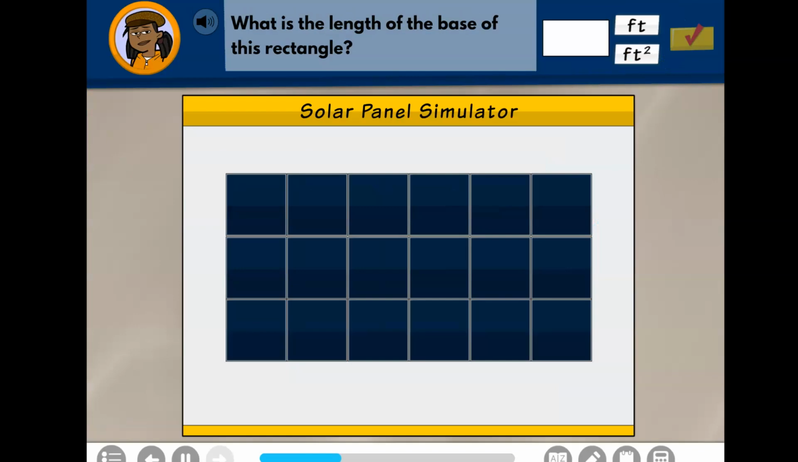And just remember on iReady to read and really listen, because here you might think, oh, I'm just going to do 6 times 3 and get 18. Well, this says what is the length of the base of this rectangle. So really all they want you to do is count out the base and say that's 6. And that's just regular units, right? They're not talking about finding the area. They're just talking about what the regular length of the base is.